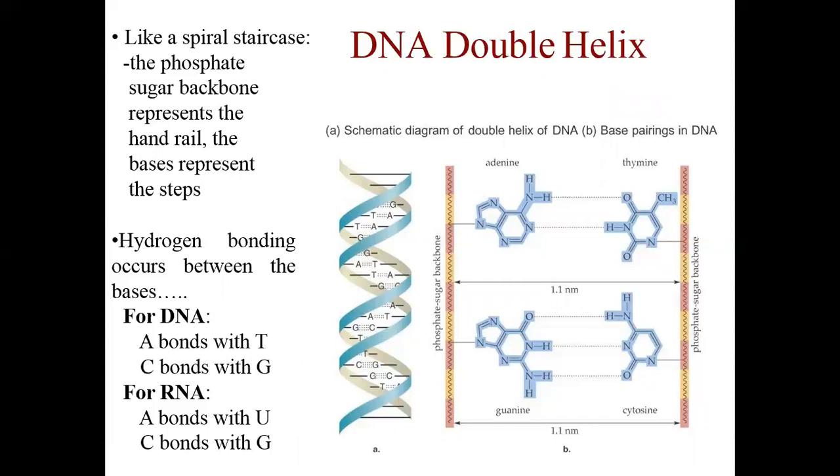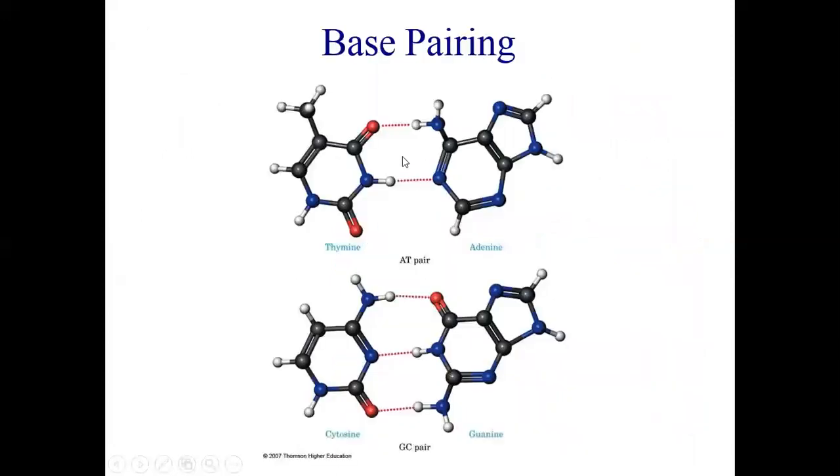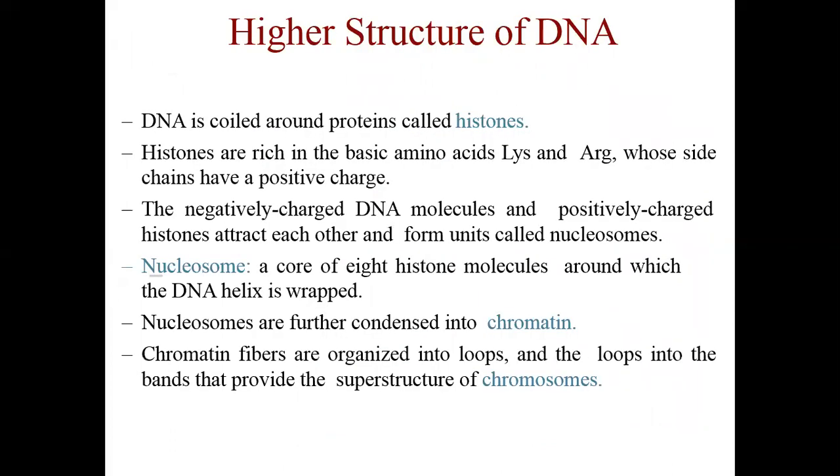And we can find that the hydrogen bond is formed between adenine and thymine, and also hydrogen bonds are formed between guanine and cytosine. And we also found that adenine and thymine can be base paired with 2 hydrogen bonds, and for cytosine and guanine there are 3 hydrogen bonds. So the higher structure of DNA also can be found.